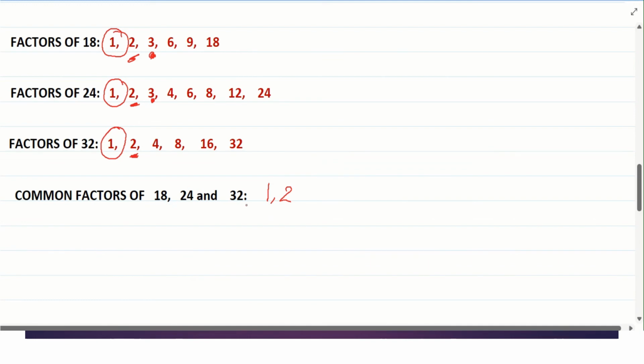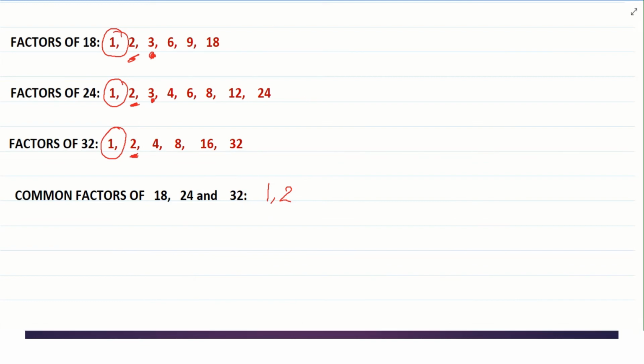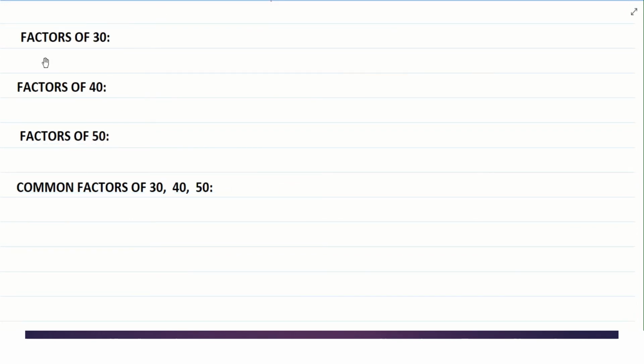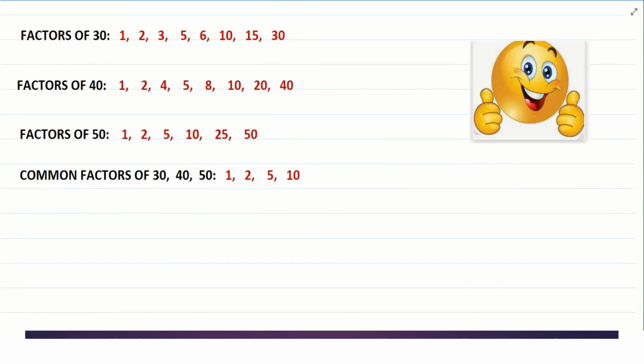I hope this is clear. So in this way, we have learned how to find common factors, isn't that? Now let's try to find the factors of 30, factors of 40, factors of 50, and then try to find the common factors of 30, 40, and 50. So let's begin. I think all of you have done it correctly. So I think you don't have any confusion now.